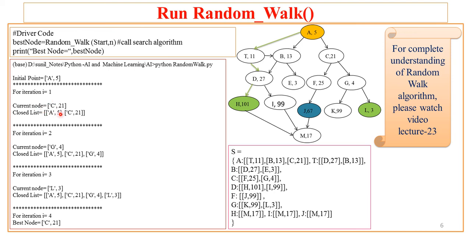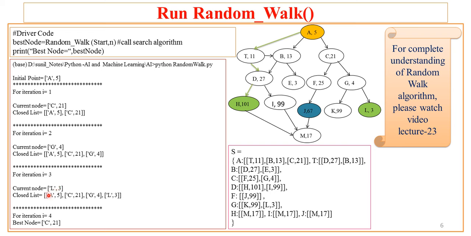And then for C the move gen function is called, so it returns F and G. Here the current node C is appended to the closed list. In the next iteration, from F and G, the random function randomly returns G. So here G will be the current node, so obviously with respect to G the further exploration is done. So G is appended to the closed list, so the nodes visited so far are A, C and G.